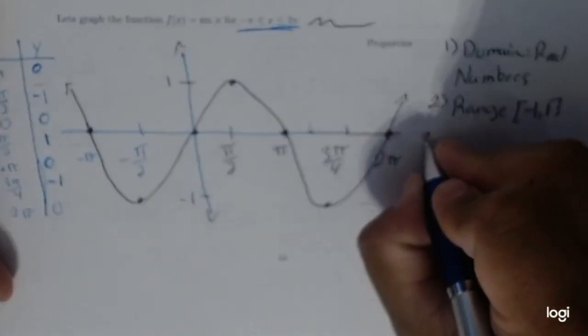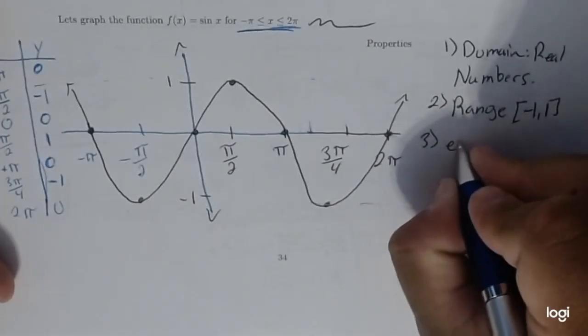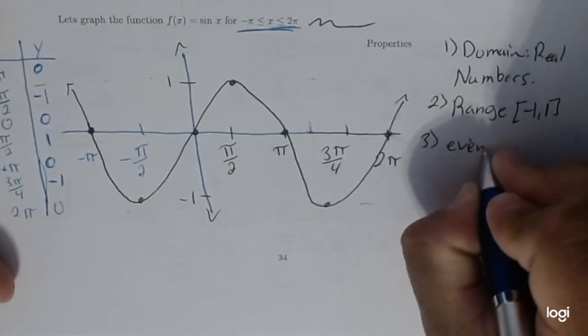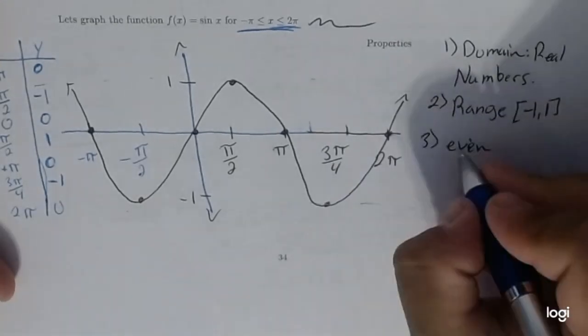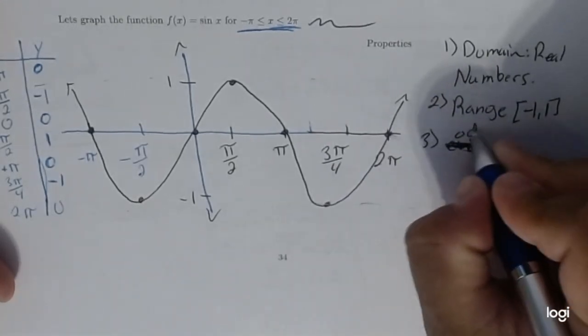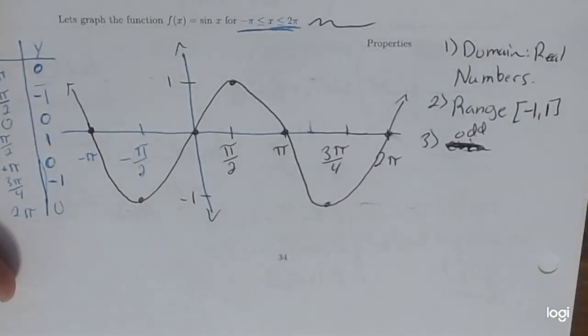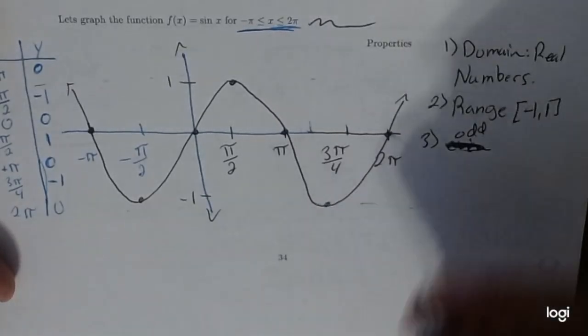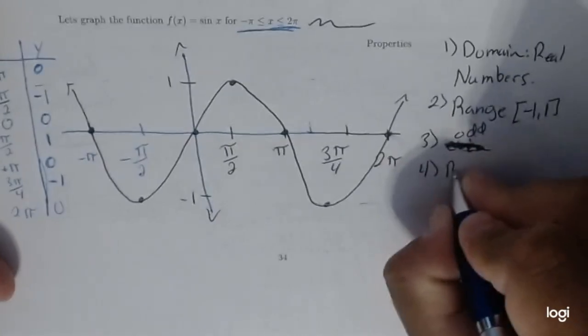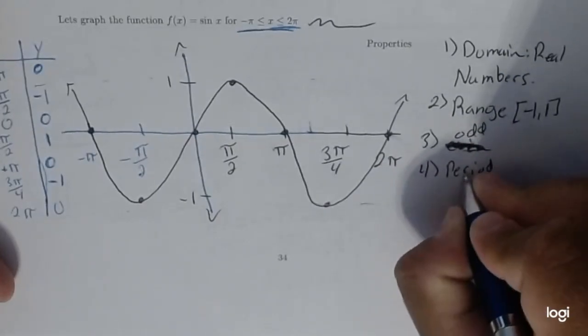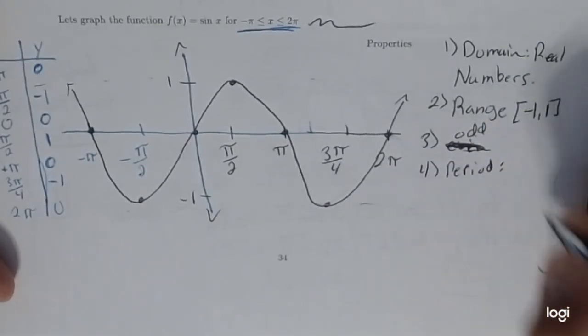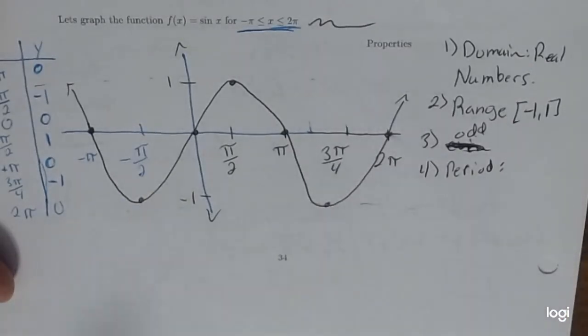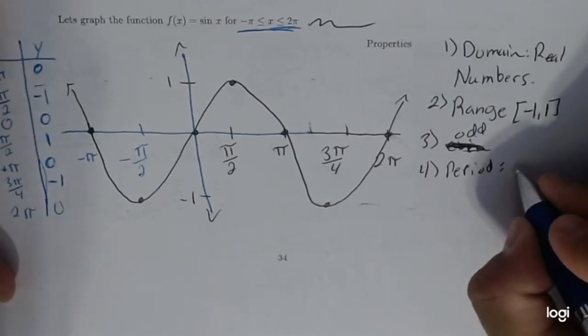Okay. We talked about this earlier. Let's talk about even and odd. Cosine is even. So sine is odd. And now finally the period. The period, which we'll talk about in a little bit, is basically how long it takes to go one complete revolution around the entire unit circle. So this actually ends up being 2 pi.